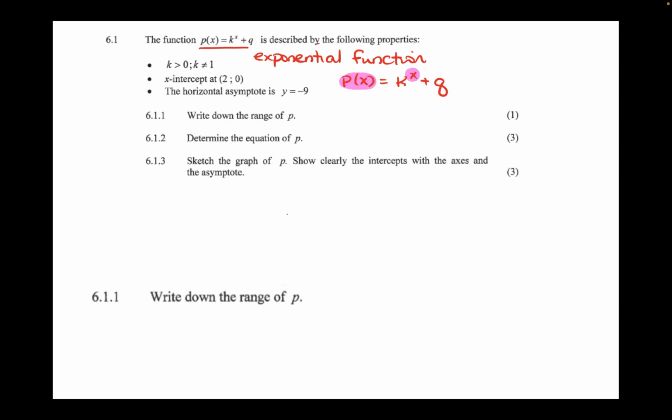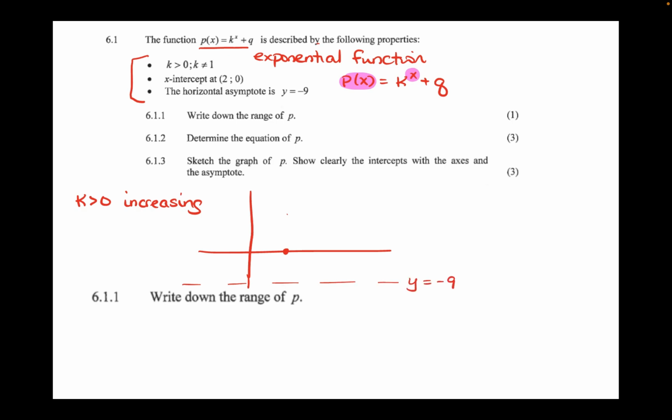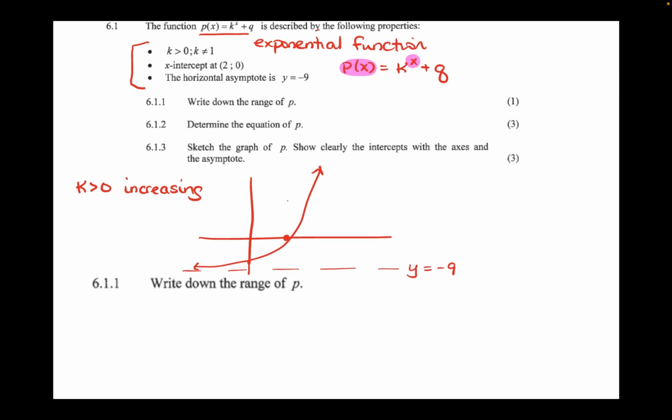K and q are constants or parameters, and we have some information about the function. K is greater than 0. The fact that k is greater than 0 means we are talking about an increasing function, and k does not equal 1. That's helpful. X-intercept is at 2, 0. So we know that's when this graph crosses the x-axis, and a horizontal asymptote of y equals -9. My graph is not drawn to scale here, but we have an understanding that the graph is going to look something like that. Just to get a quick visual of it.